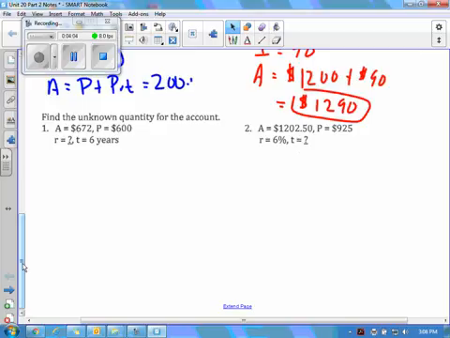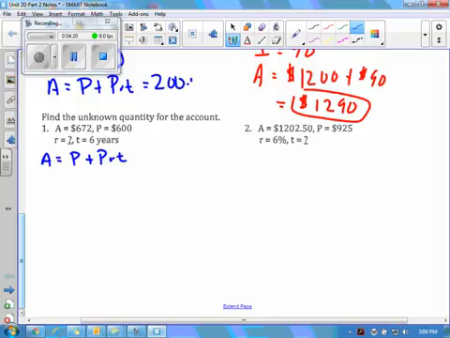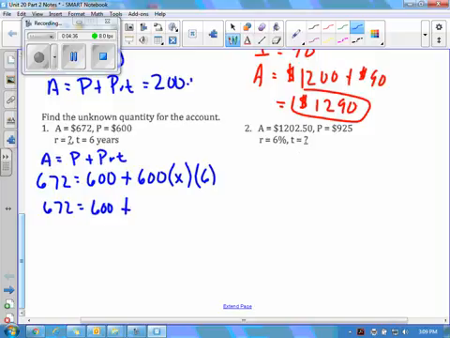So if you look at our first example, just to refresh your memory, A is the account balance, P is the principal, R is the interest rate, and T is the time. So our formula is A equals P plus PRT. So now we plug in what we have. We have an account balance of 672. We have a principal of 600 plus principal of 600 times an interest rate which we don't know, in a time of 6 years. So I have 672 equals 600 plus, I can go ahead and multiply 600 times 6, and I'll get 3,600 times x.